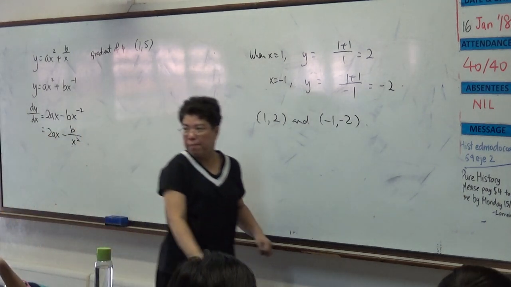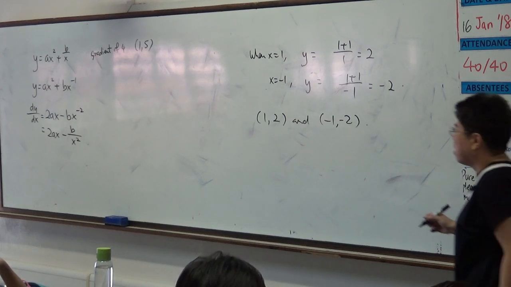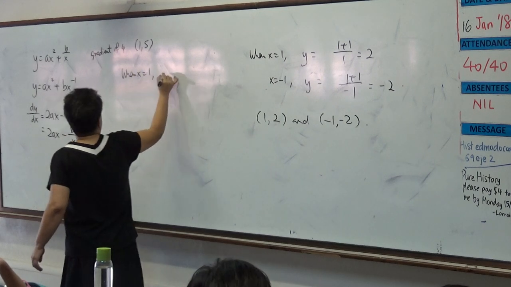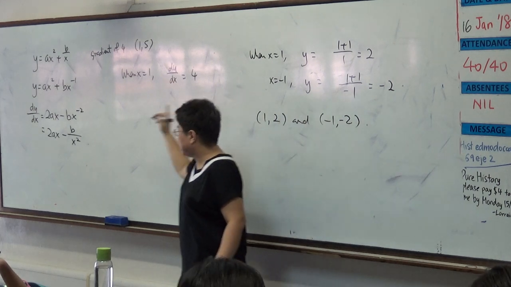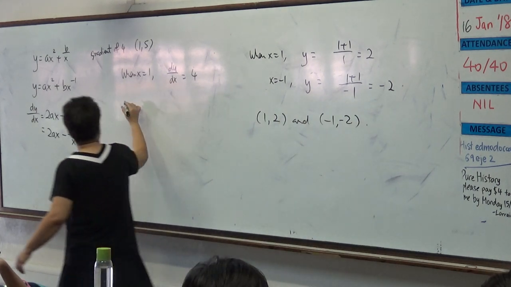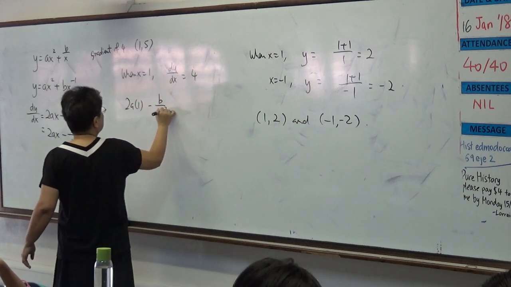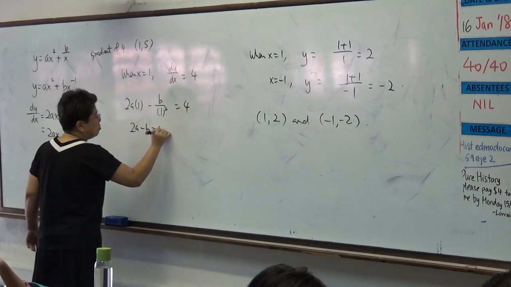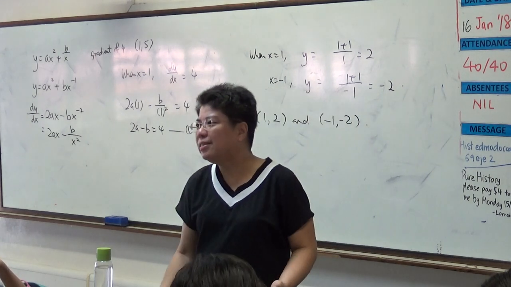It's the first step. Agree? Yeah. Okay. Now, when x is 1, what is my dy dx? 4, right? Everybody okay? So I will have 2a1 minus b over 1 squared equals to 4, right? So 2a minus b is equal to 4. Equation 1, right? Now where to get the other equation?